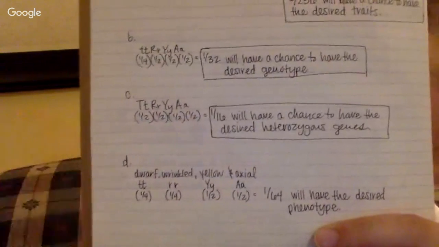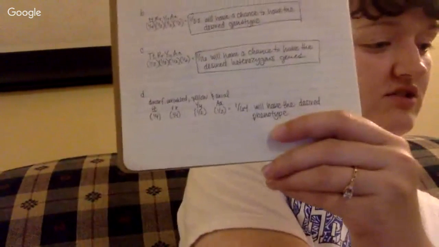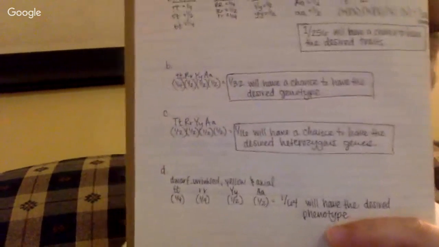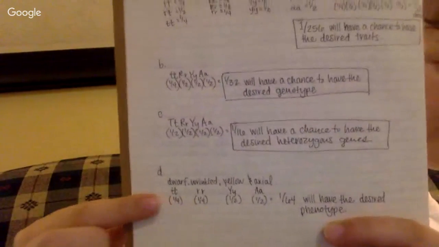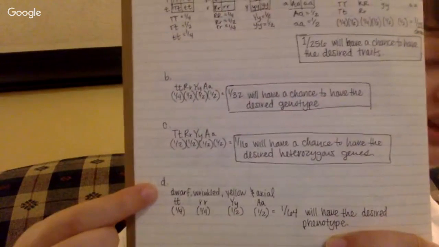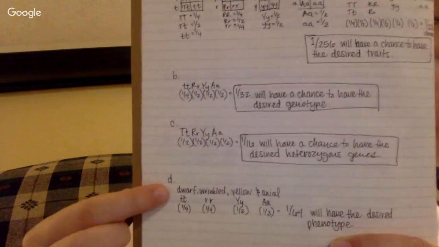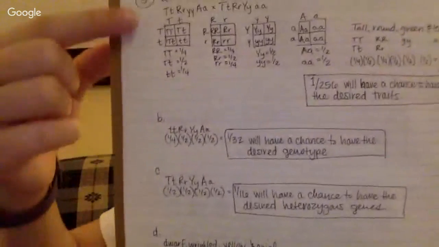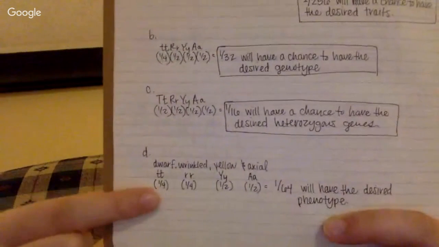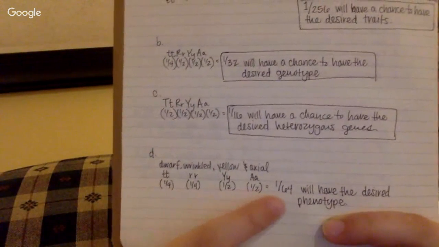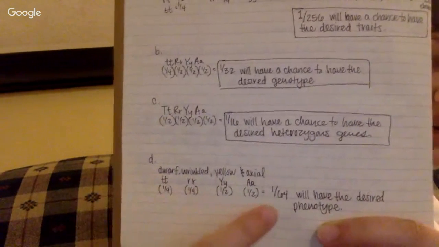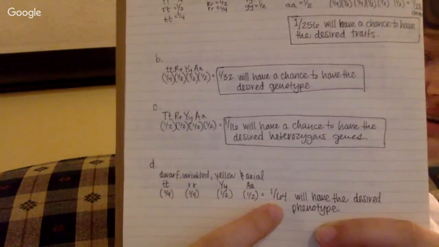And then part D, which is on the next page, so forgive me one moment as I turn pages, is asking for a dwarf wrinkled yellow and axial seed. I think it's a pea plant, yeah. And so once again, I took all the stuff up here and put down what applied to get this phenotype. And so it ended up being 1/64th of a chance to get that.